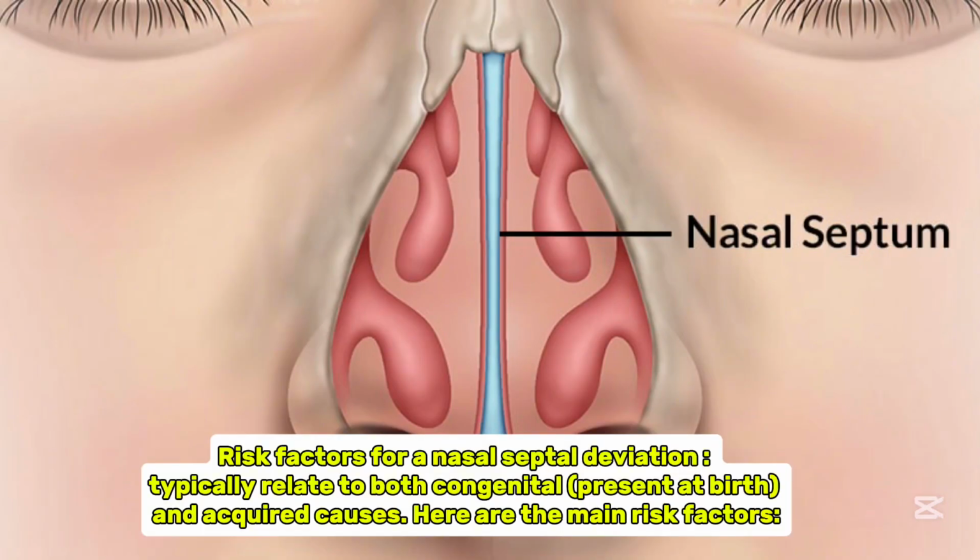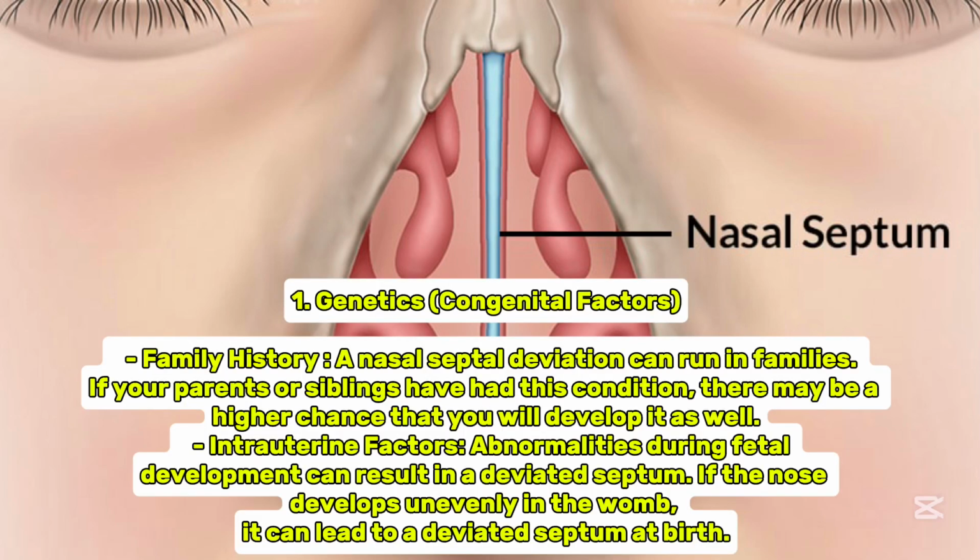Risk factors for a nasal septal deviation typically relate to both congenital (present at birth) and acquired causes. Here are the main risk factors. 1. Genetics, congenital factors. Family history. A nasal septal deviation can run in families.